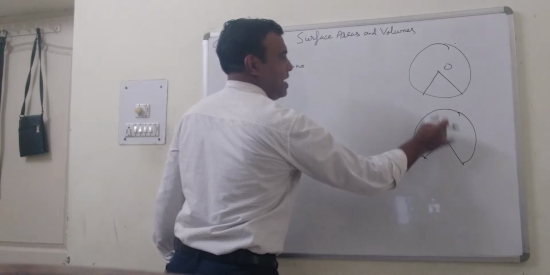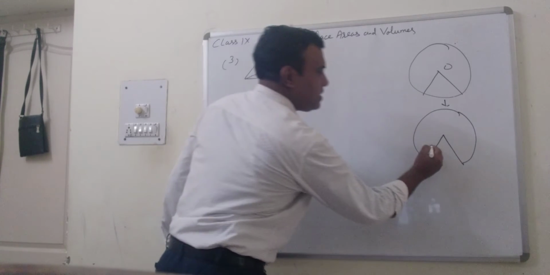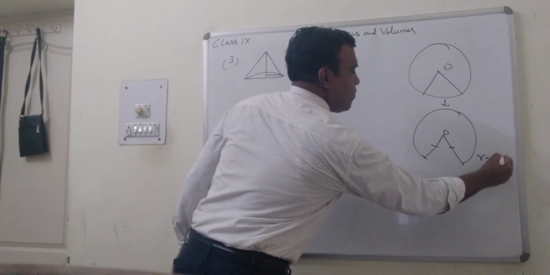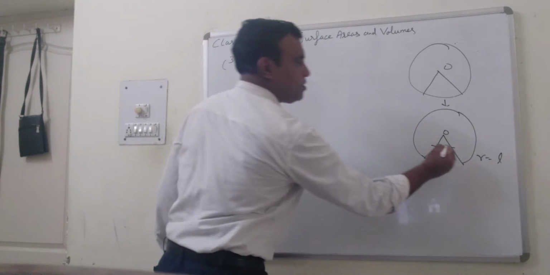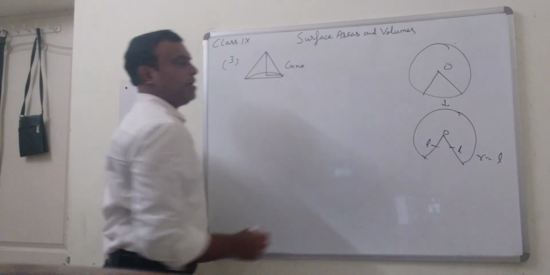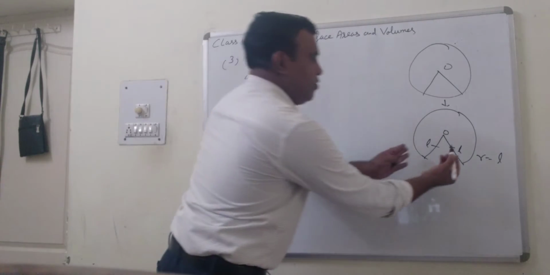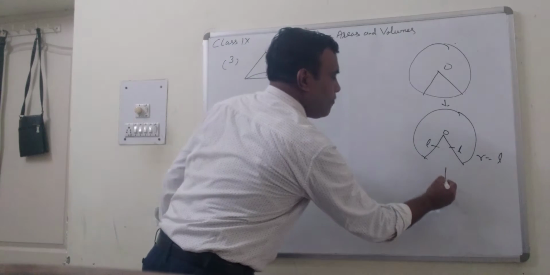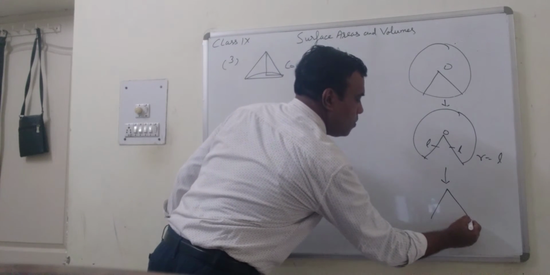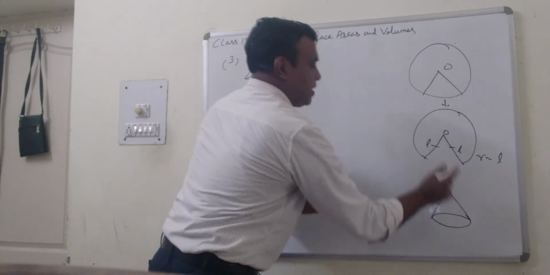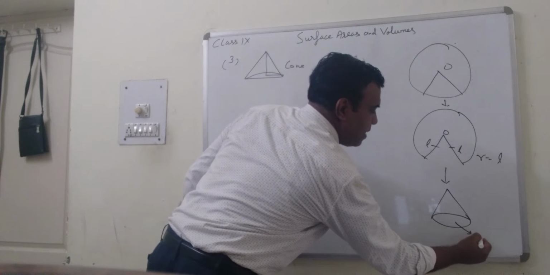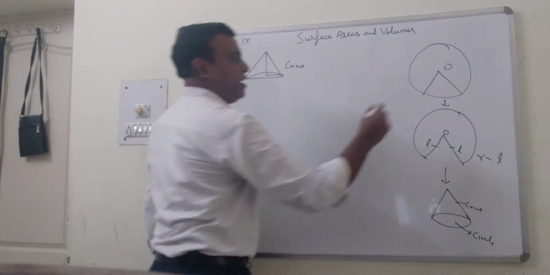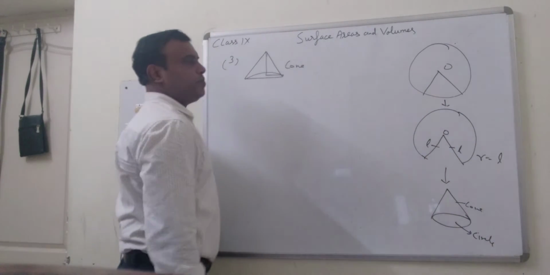After cutting, it will look like this, right? This is the radius, this is the radius. This radius is equal to what? Slant height. When you touch these two radii, it will form the shape of a cone. When you join them, the base becomes a circle, and the shape becomes a cone. So we have to find the area of this piece of paper.